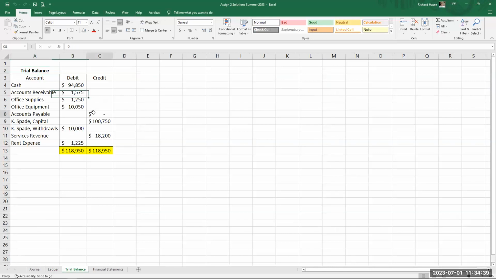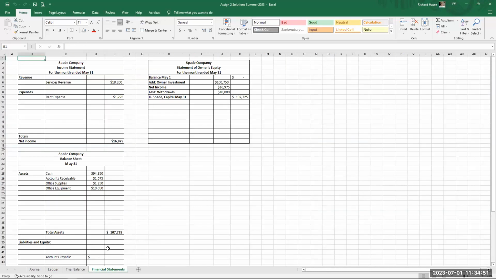Now, naturally, in this case, accounts payable, we borrowed money and then paid it back. So it's a zero balance. And then you take this information, as we just saw in problem 4.1, and prepare the financial statements.